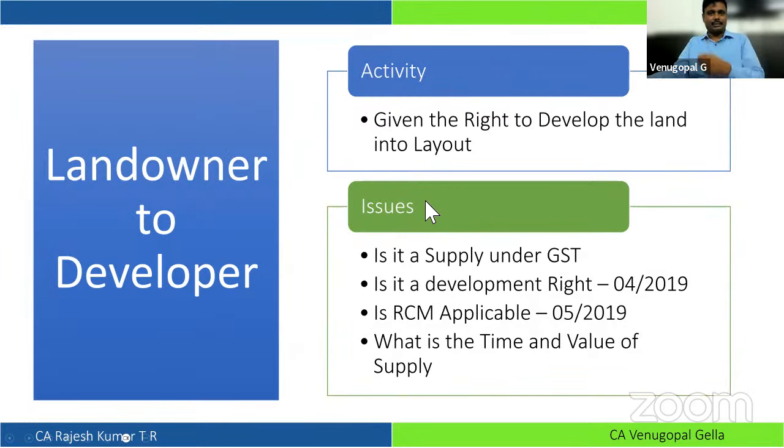Let's start. First, the landowner to the developer. The activity is that he has given the right to develop the land in the layout. The issue that comes up is, is it a supply under the GST? And if it is a supply under the GST, would the taxation of development right, which is discussed in Central Tax Rate Notification 4/2019, issued on 30th March 2019, be applicable? If that is applicable, should the builder pay reverse charge under 5/2019? If so, what is the time of supply and value of supply? These are the issues that need to be addressed from the landowner to the developer perspective.